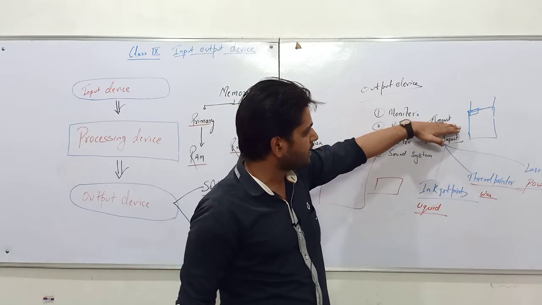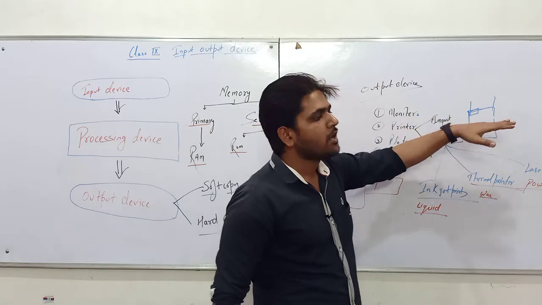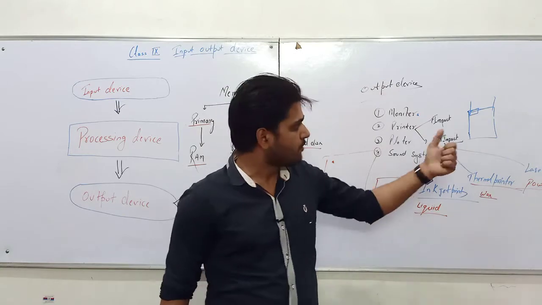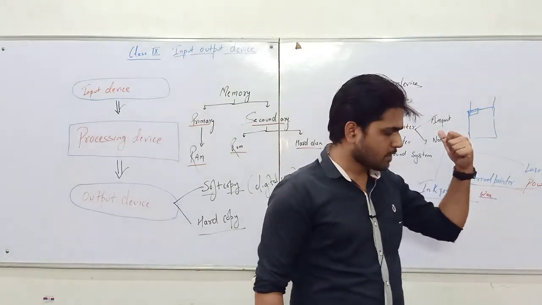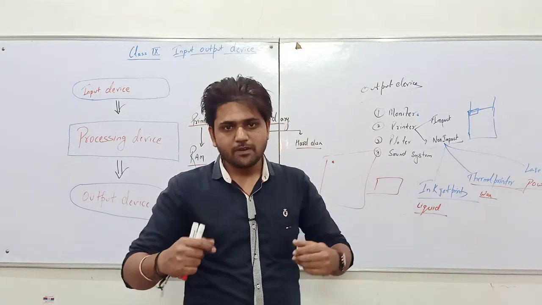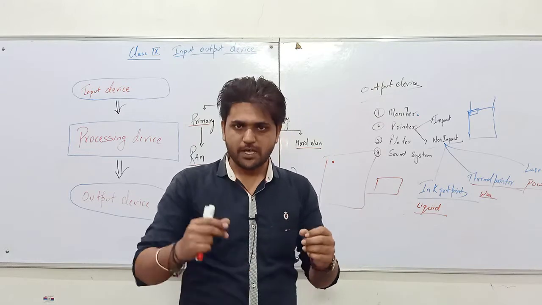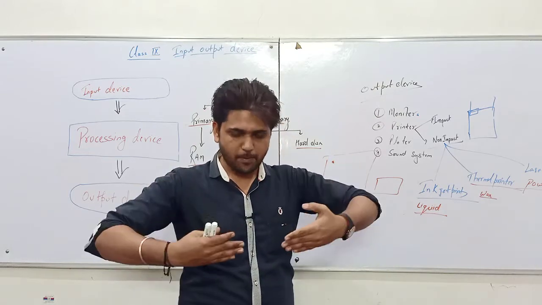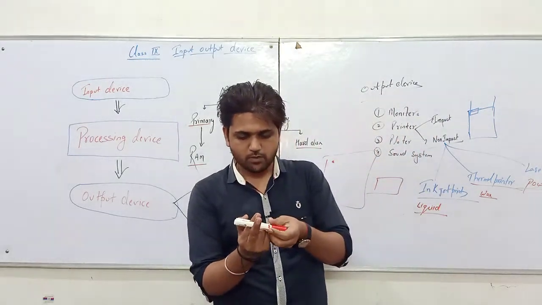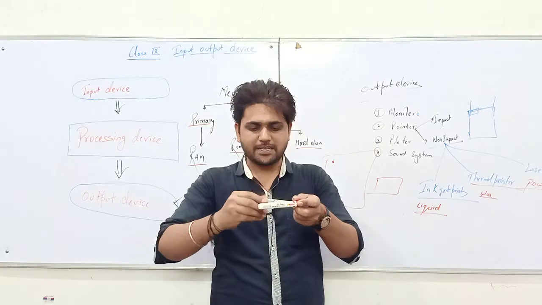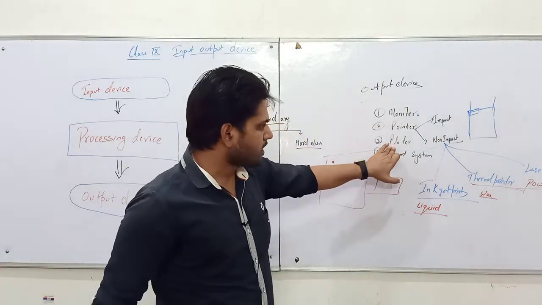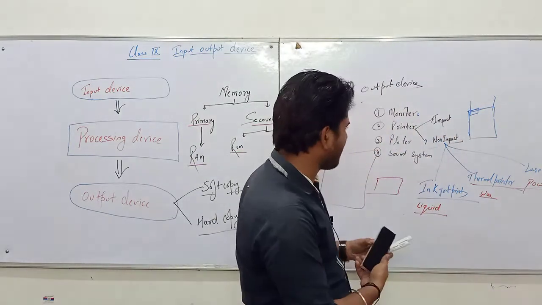Just repeating it, impact printers are printers which have direct contact between the paper and the cartridge. There are two examples. First one is dot matrix printer and second one is daisy wheel printer. The daisy wheel printer was used earlier, in which two rollers were there and the paper used to pass between the rollers. The rollers used to roll, one on the front and one on the back side, and the paper used to be passed and printed.